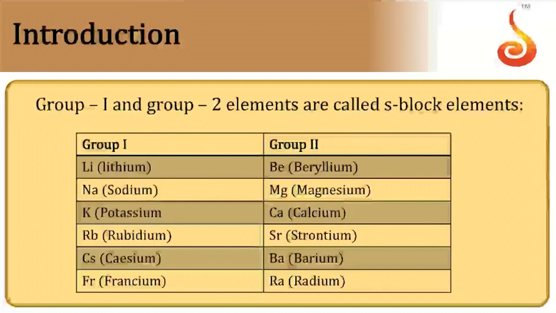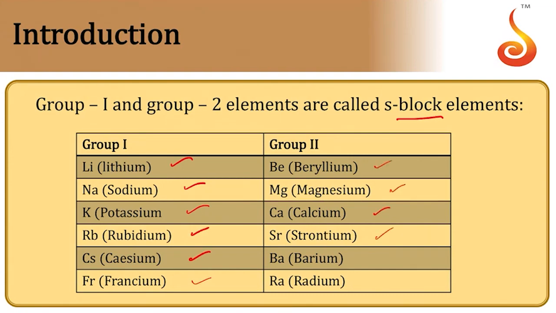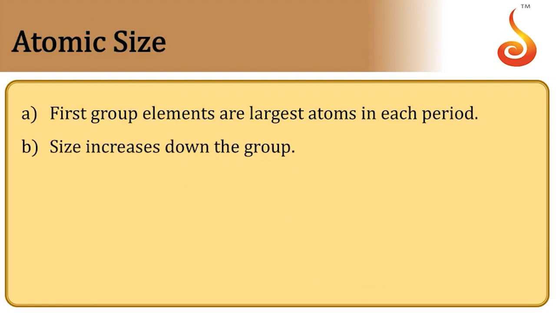Welcome to Deeksha Online. Today we are going to discuss a few important points related to the S block. The S block elements: group 1 and group 2 elements are called S block elements. Group 1 elements are lithium, sodium, potassium, rubidium, cesium, francium, and group 2 elements are beryllium, magnesium, calcium, strontium, barium, and radium. So group 1 and group 2 elements together are called S block elements.